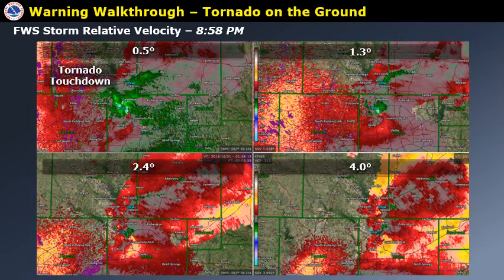At the 2.4 and 4 degree elevation angle just before 9 p.m., we see a very well-defined couplet with very high outbounds and noteworthy inbounds. Down at the 0.5 and 1.3 degree elevation angles, our convergent pattern has become even more rotational, also yielding high confidence that a tornado is imminent or it's already ongoing.